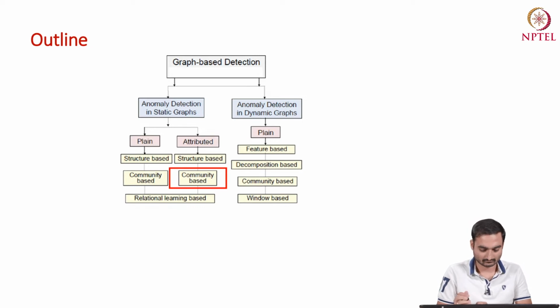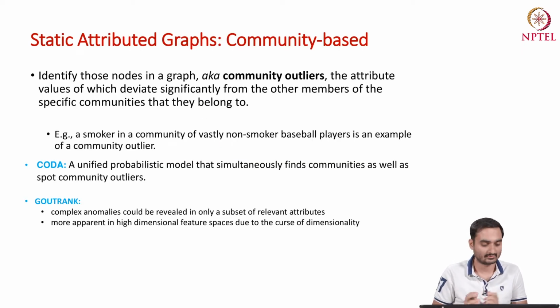So this is for attributed static graphs, but now we look at community structure. What is the intuition behind this? The intuition behind these types of algorithms is that we try to identify those nodes in a graph, also known as community outliers, the attribute values of which deviate significantly from the other members of the specific communities that they belong to.